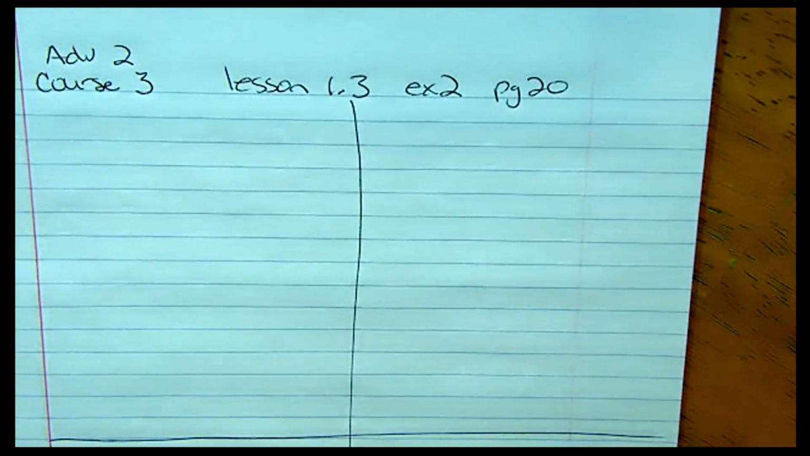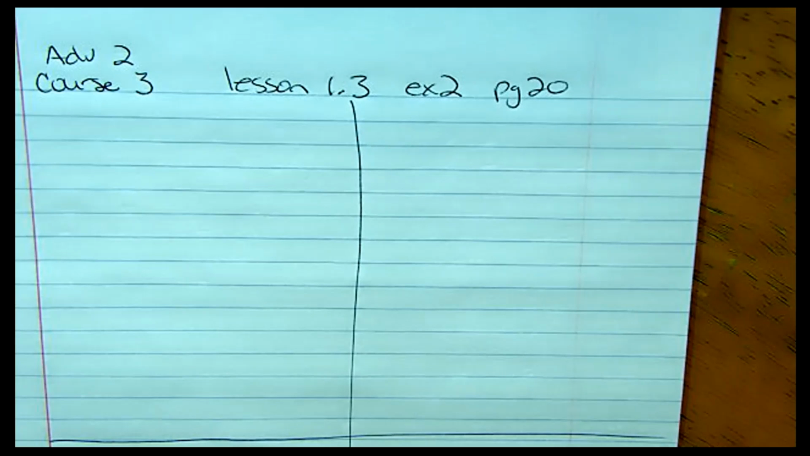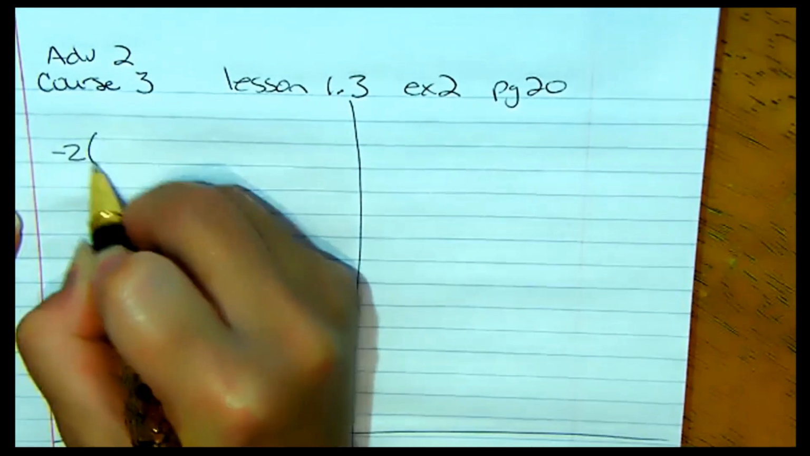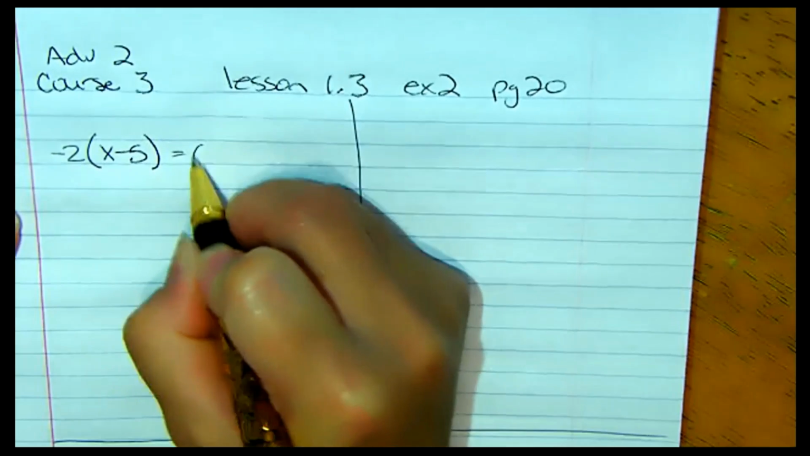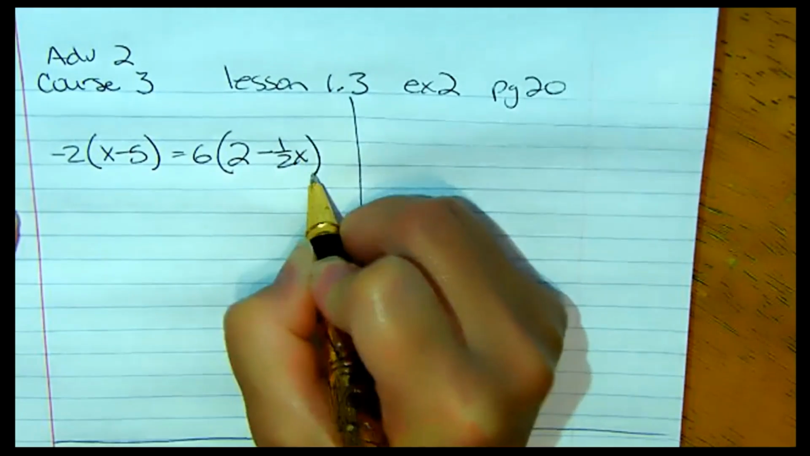So today, we're going to be solving multi-step equations with a variable on each side, and we need to use the distributive property. So we're adding that distributive property layer there. So we have -2 times x minus 5 equals 6 times 2 minus 1/2 x.